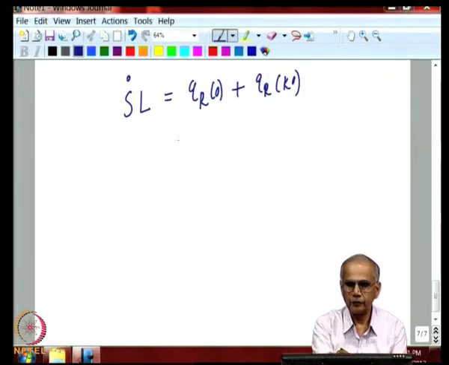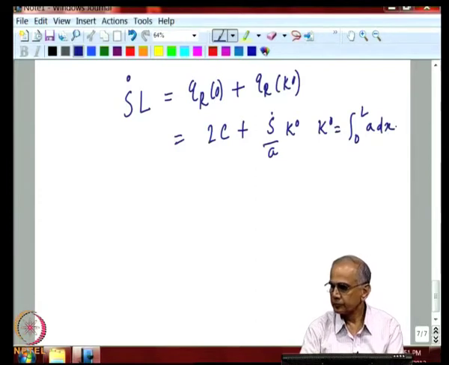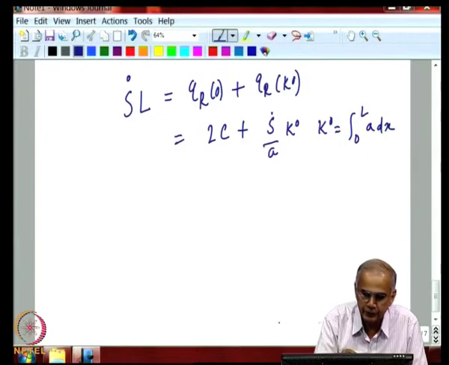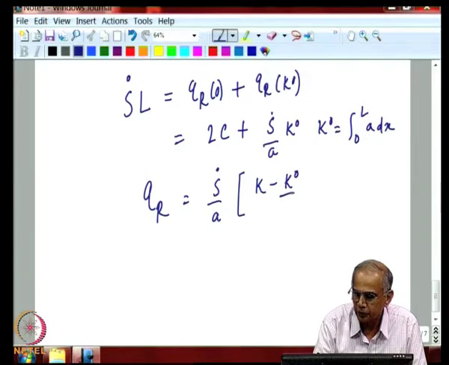And by substituting the values of qr at the two ends, you will get that this is 2 C plus S dot by a kappa 0, where kappa 0 is nothing but the integral from 0 to L of a dx. And from there you can obtain a value of C. Okay. So, finally, we get the expression for qr as nothing but S dot by a into kappa minus kappa 0 by 2.